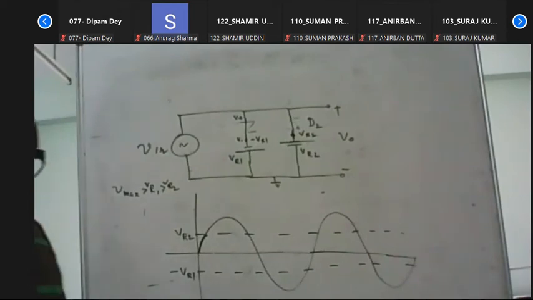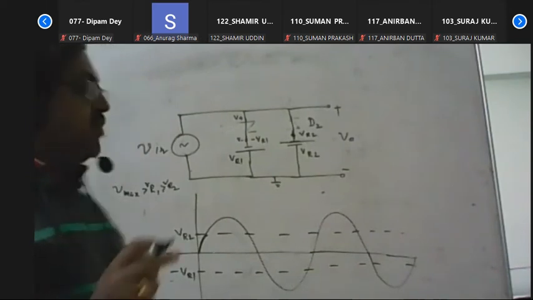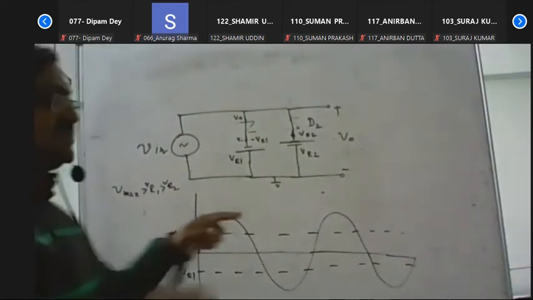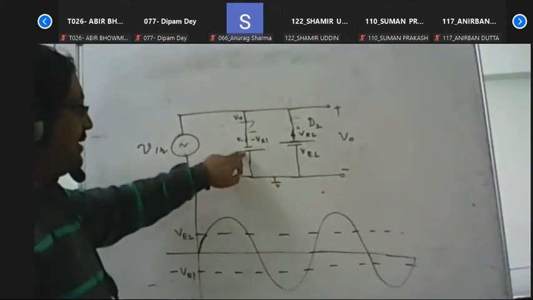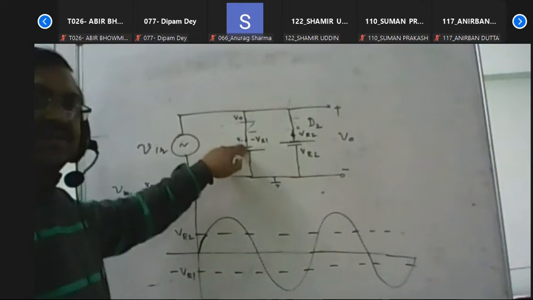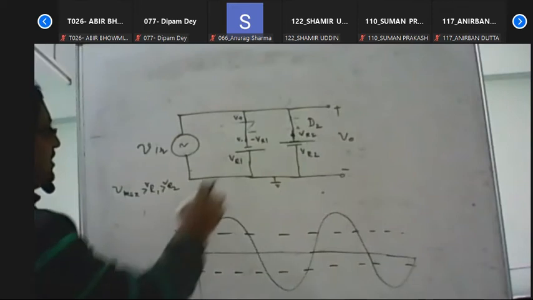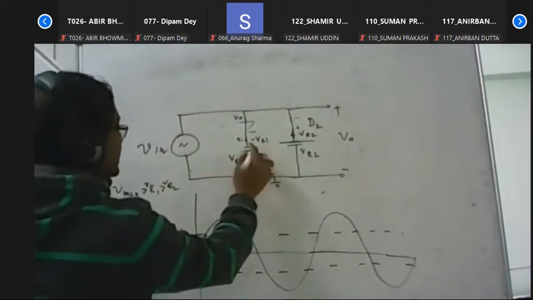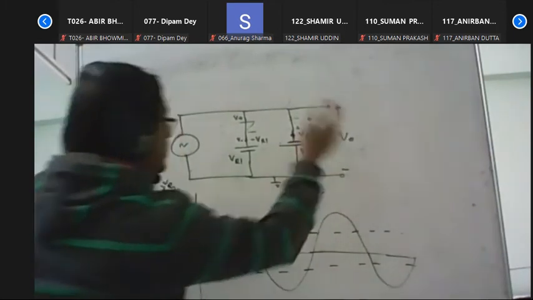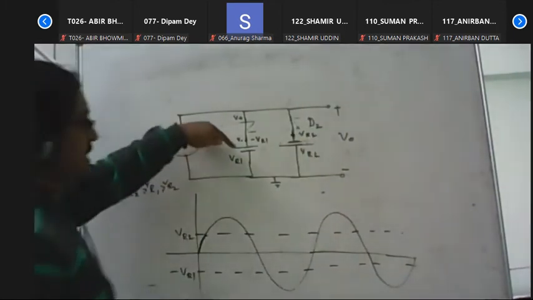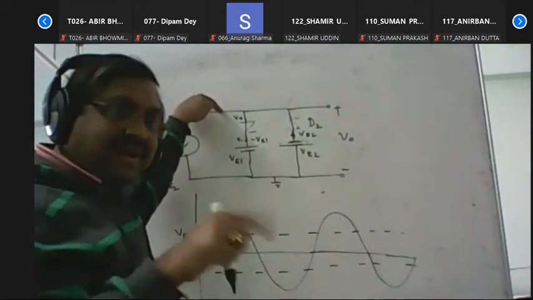Yes, sir, but in the previous class you told that both cannot be on, so that's why I am confused. Now both diodes are on. In that case, the diagram will also be different. In the diagram, this portion we have drawn as positive, and this side will be negative. If you consider the polarity changed, with that side positive and this side negative, then a different condition arises. You see that if the input signal is greater than VR1, then the diode is on.